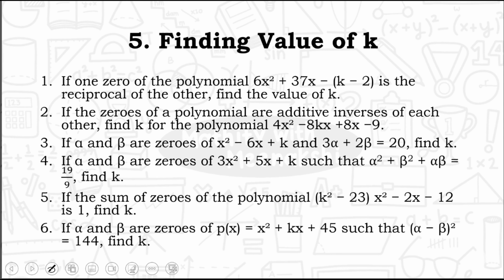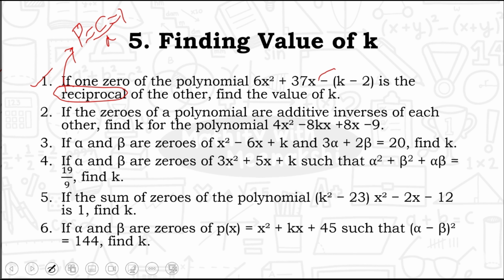So let's move to topic 5, finding the value of k. Under this topic, I have written 6 questions for you. First, if one zero of the polynomial is the reciprocal of the other, just see this word carefully. Whenever the zeros are reciprocal, you know that if one zero is alpha, the other one is 1 by alpha. So in this case, your product is always 1. So you have to simply put c by a as 1.